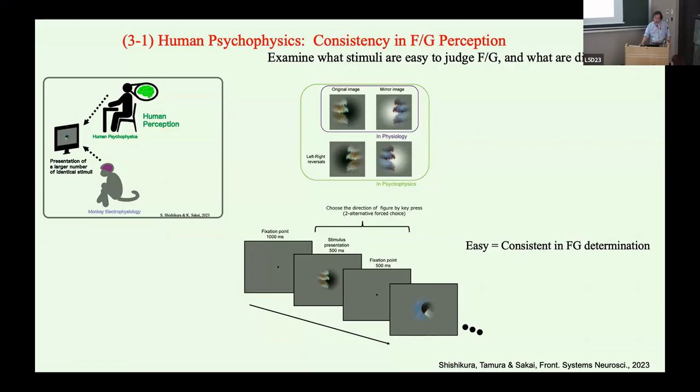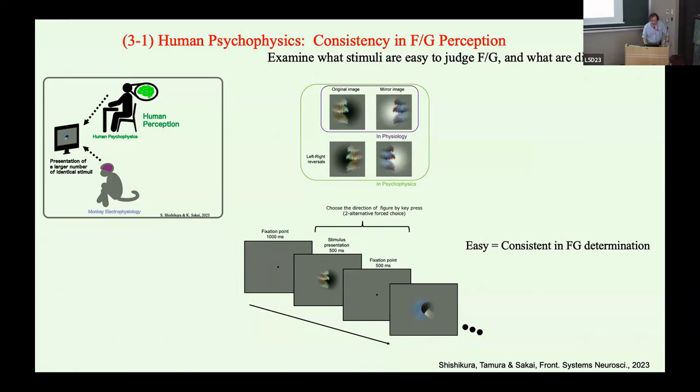the easiness of the stimuli in judging figure-ground. Here, what I mean by easy is that they can always see the same figure. And if a stimulus is difficult, they get confused and see a different figure each time. So easiness is the same as consistency.